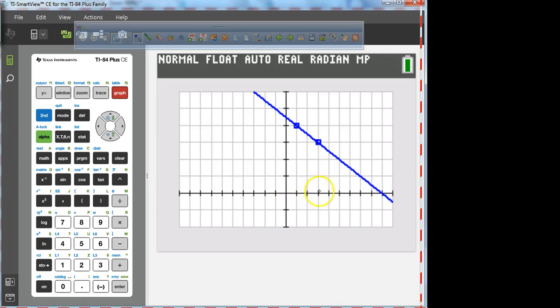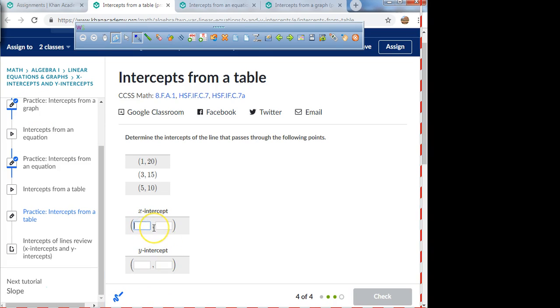Then you hit graph and you can see where the line touches the x-axis and the y-axis. And once again, your final answers are, let's go over here and type them in. All right, our x-intercept, let me go over to my computer here, type it in, 9 and a 0. Then my y-intercept said 0, and I'm going to type in 22.5.